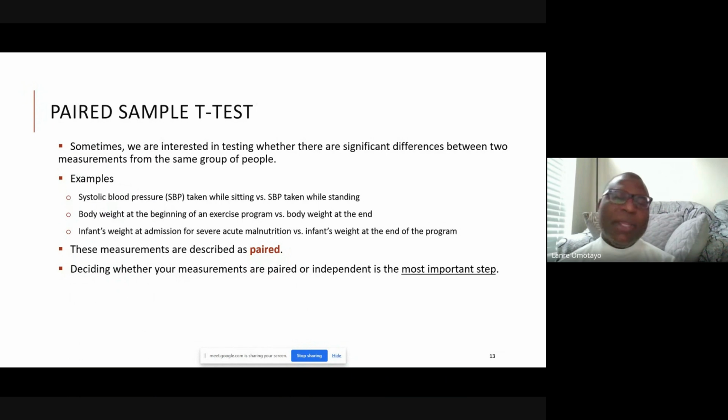So the easiest way to go about this would be to do what? Say, okay, is the weight of students in Lagos related to the height of students in Lagos? Of course, we can't measure all the students in Lagos, so we take a sample of 100 students in Lagos. And what will we do? We measure their weight and we measure their height.